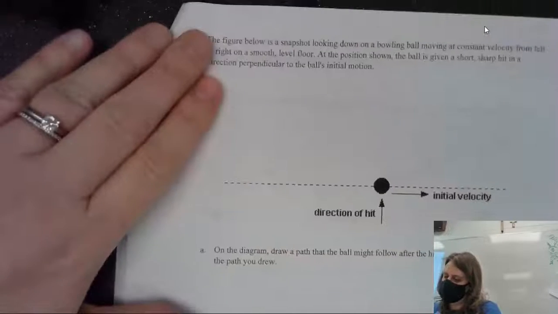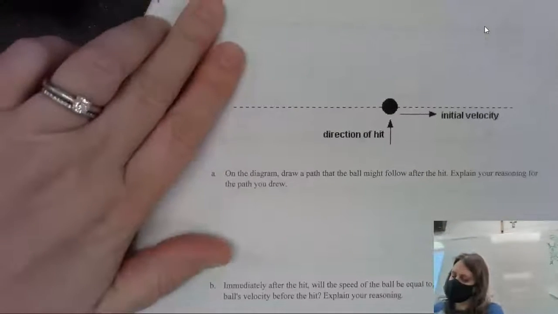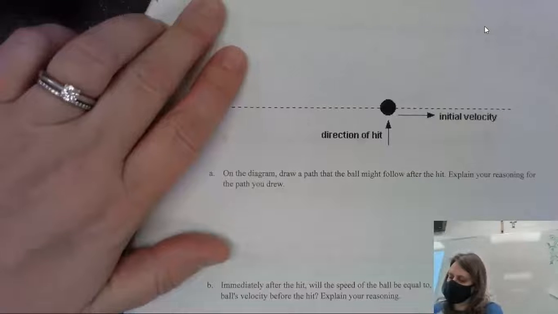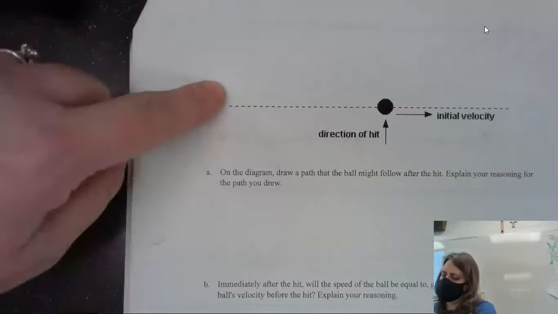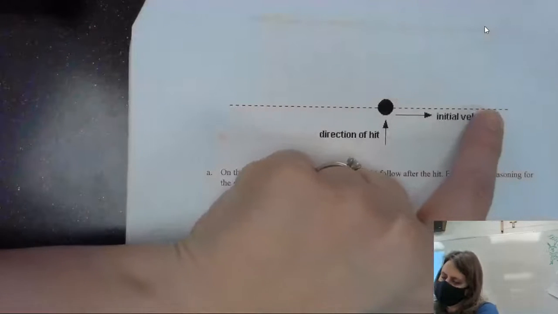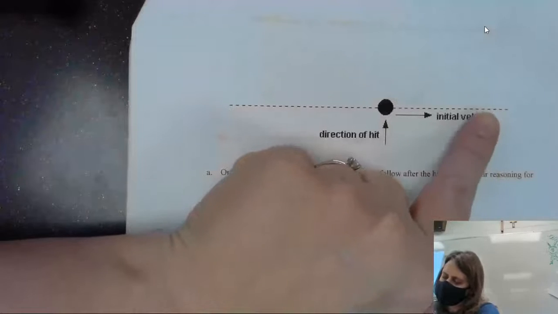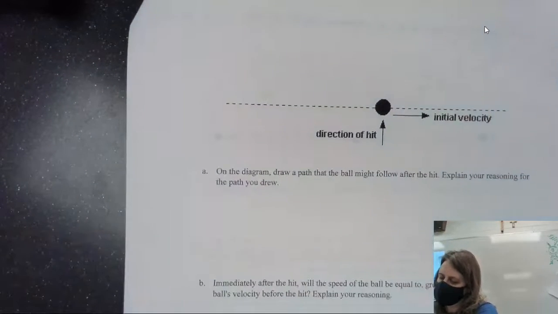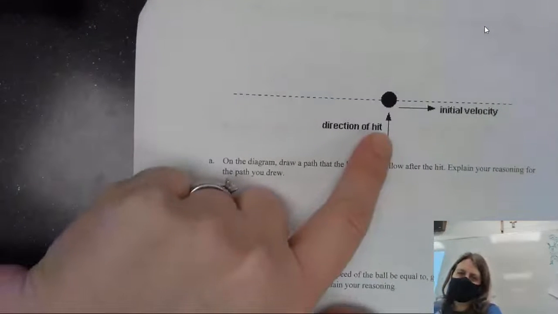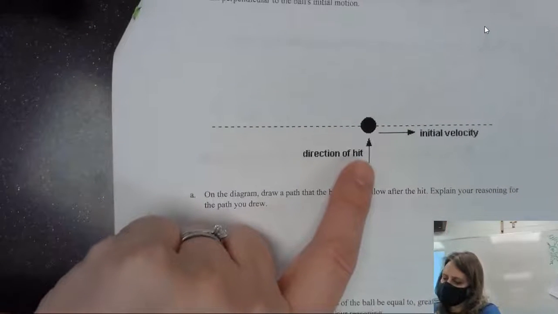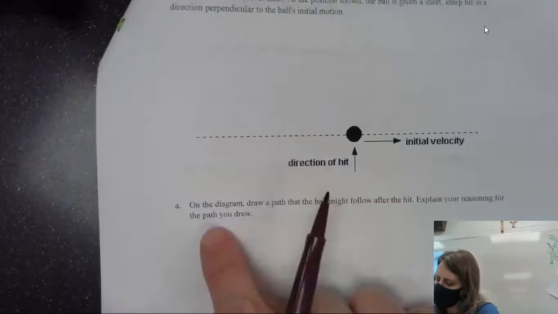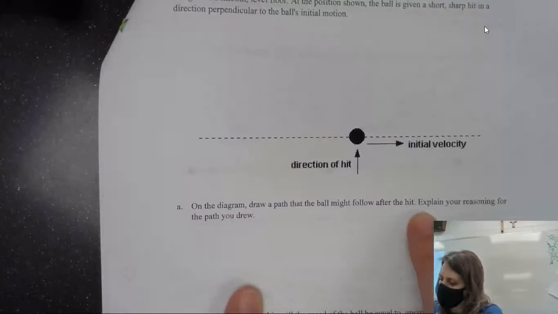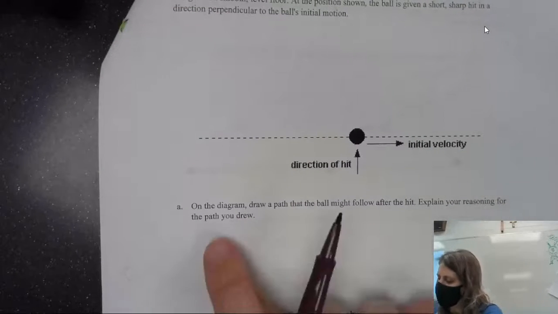All right. The figure below is a snapshot looking down at a bowling ball moving at a constant velocity from left to right on a smooth, level floor. In the position shown, the ball is given a short, sharp hit in a direction perpendicular to the ball's initial motion. You guys see the arrows down here? What this question is asking us to do is draw a path that the ball might follow after the hit, and explain your reasoning for the path you drew.